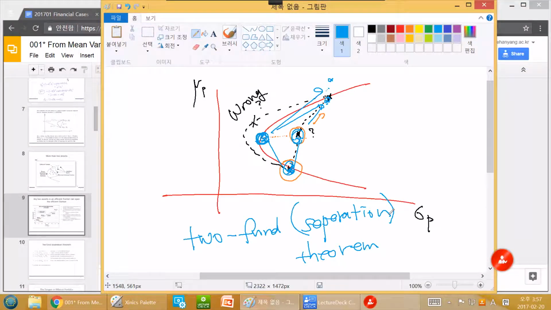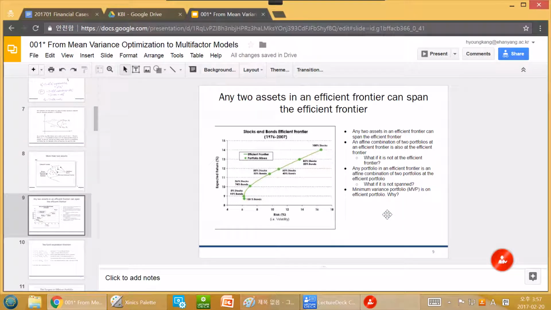Well, once we believe the two-fund separation theorem, it instantly creates a very interesting case. Okay, interesting case.